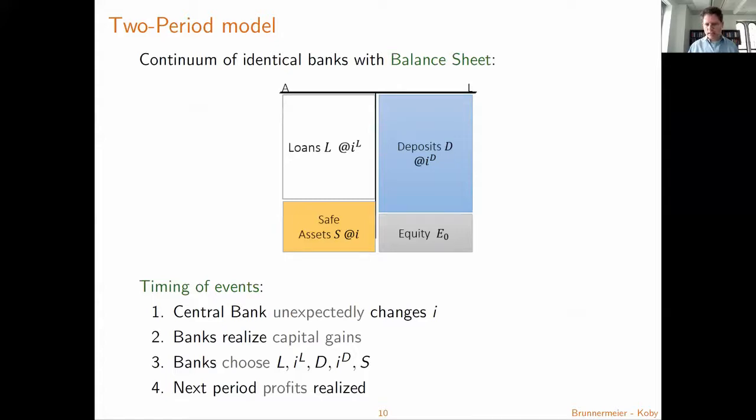And the profits that are realized of course also affect the equity or the net worth. So the initial equity is E0 before the shock, and then there's an interest rate shock, and this will change the initial equity. And then there are also profits, and equity after the shock plus the profits is what we call the net worth of the bank.